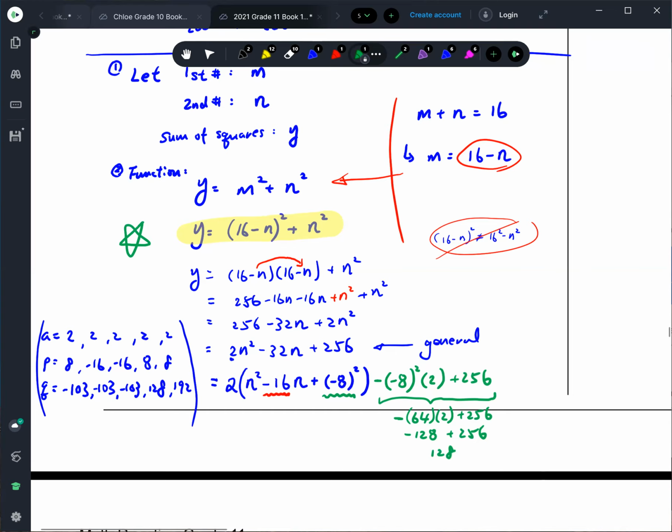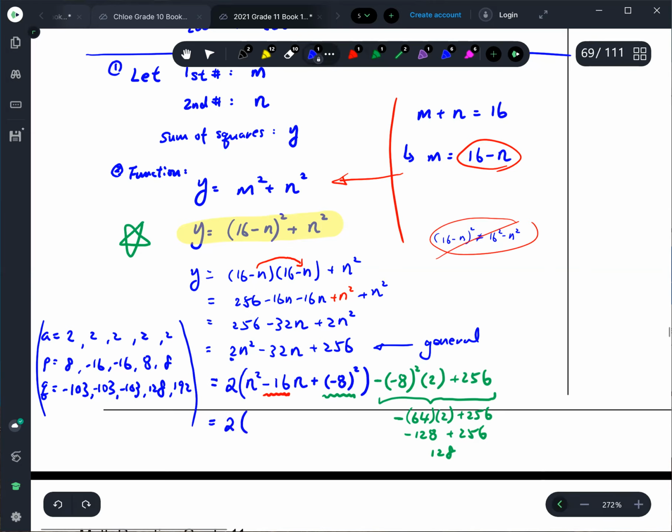Right, so that's for the outside, the Q. So now we're ready to write down our APQ. It'll be 2 bracket n, right? You take the front, which is n, and then you take the back, which is negative 8, and then you put the square outside. And then you have plus 128.